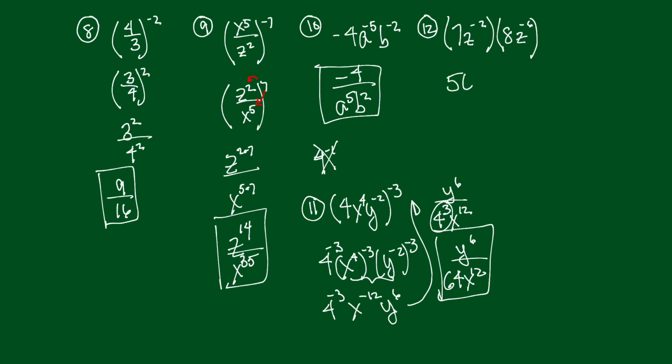So I'll get 56, and then I get z to the, now, same base, common base, so write the common base, add the exponents, negative 2 plus negative 6. So this gives us 56z to the negative 8, but let's eliminate that negative exponent. So I'm going to drop this base down, and I'll write this as 56 over, drop the z down, but change the sign of the exponent.